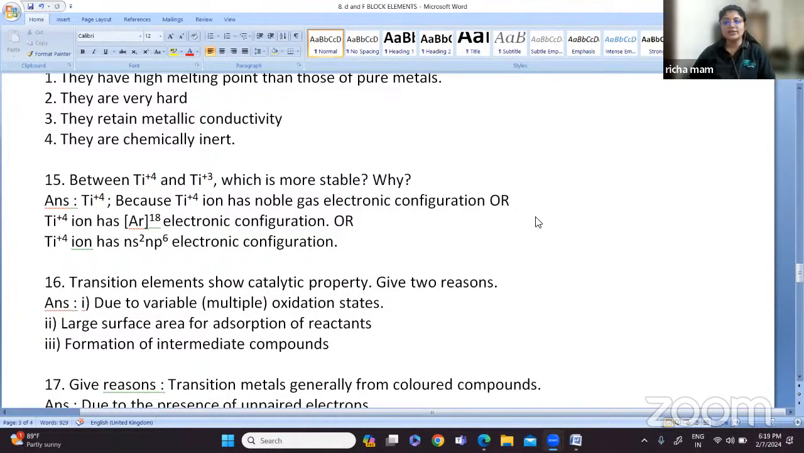Now transition elements show this catalytic property. What are the two reasons? The first reason is that it is due to variable oxidation state.